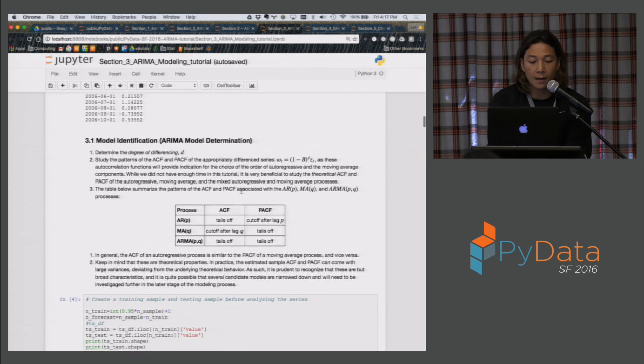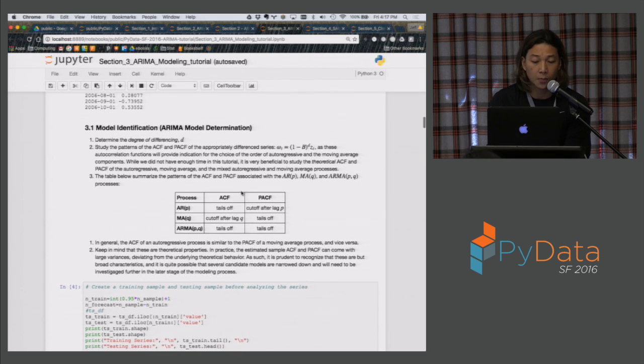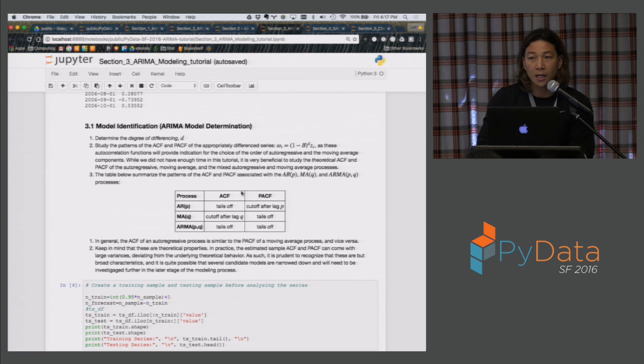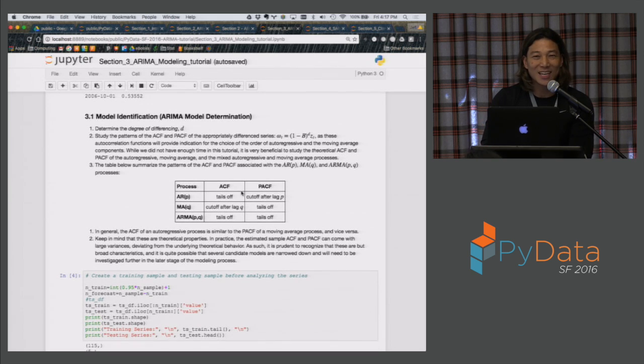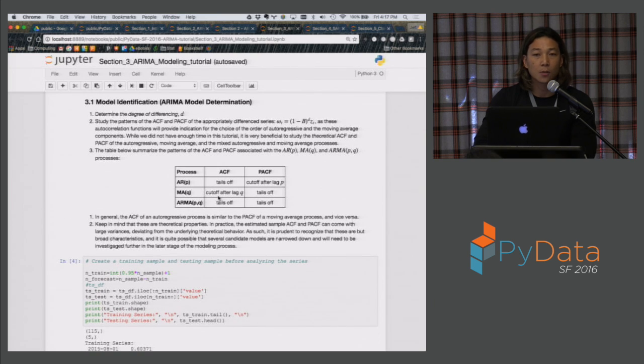So I summarize the procedure here. One is trying to find out how many degrees of differencing you may need, and that may depend on whether or not the underlying series is stationary. Second, we are going to study the pattern of ACF and PACF. Below, we summarize the table for different types of models. This is assuming that we have already differenced the series enough so that it is stationary, so that ACF and PACF can be used to study the dependency structure of the time series.